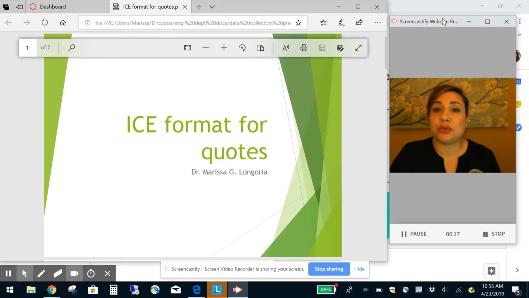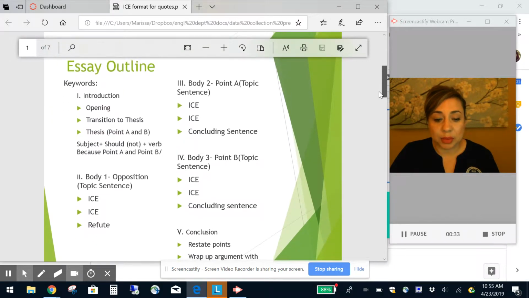And textual evidence refers to quotes or paraphrase or just general information that you may pull from the textbook, from articles, secondary sources that you are going to incorporate in your writing. Okay, and so today we are going to discuss the ICE format.